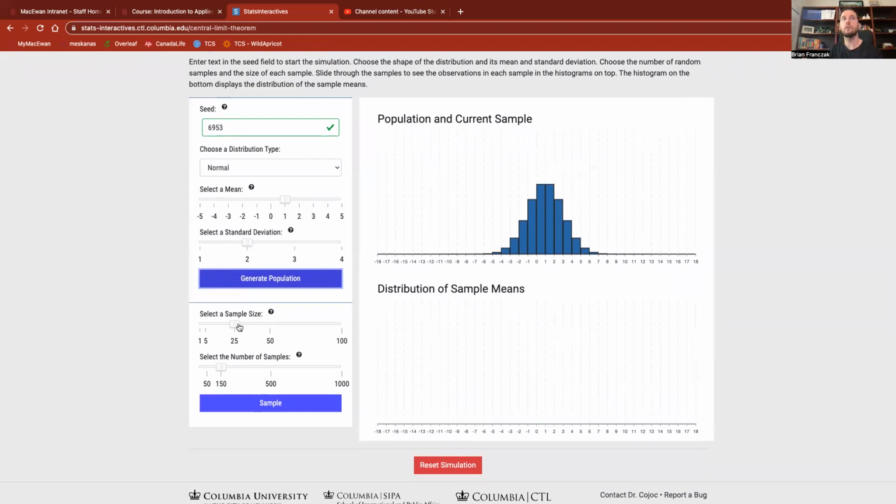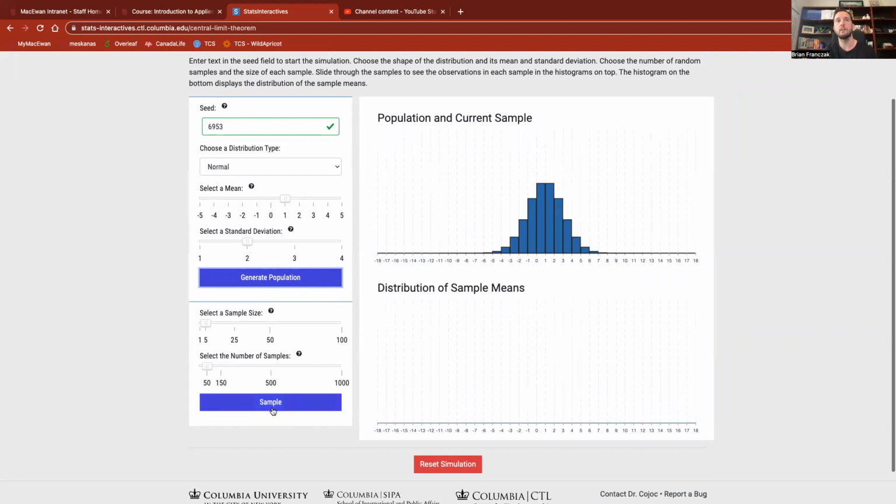Okay, let's suppose that we collect samples of size 5 from this population. Well, we can't do 1. So we'll collect samples of size 5, and let's say we collect 50 samples. So 50 different samples of size 5 are being collected.